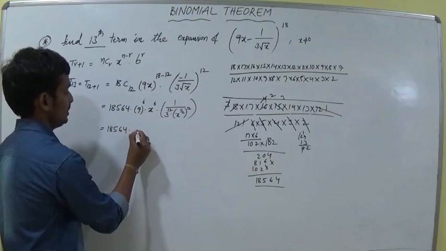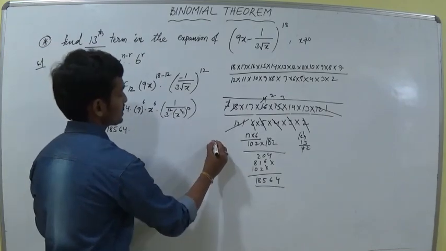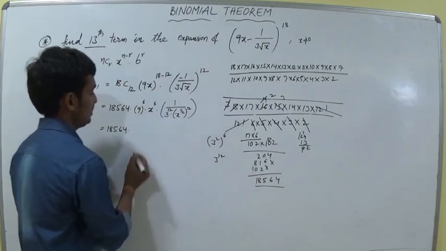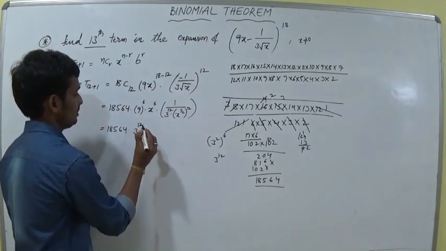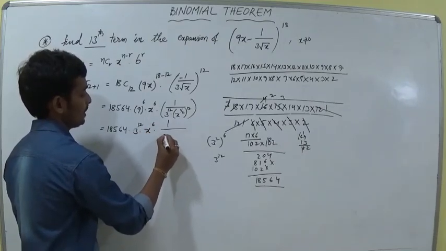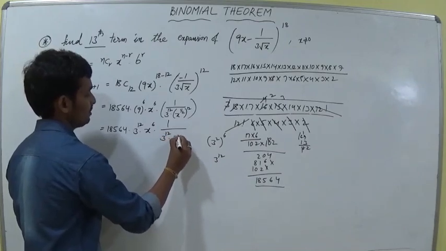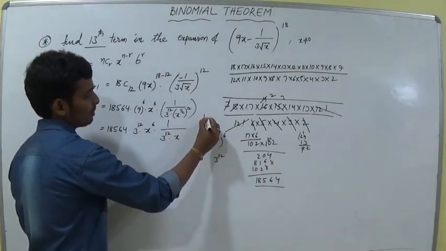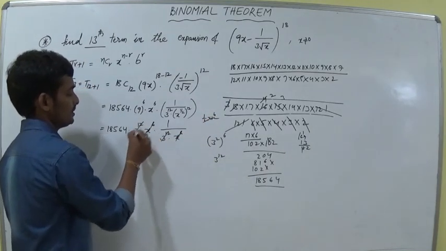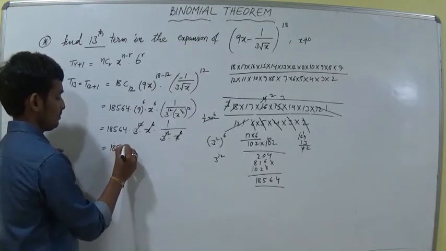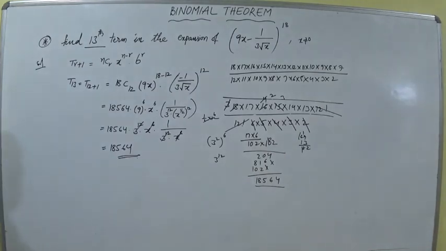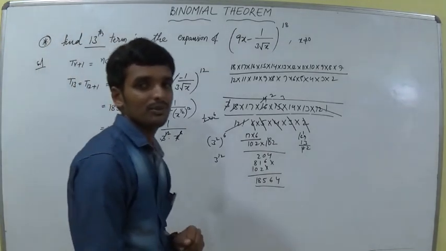18564 into 9 power 6. 9 power 6 means 3 squared whole to the power of 6, that means 3 power 12. This is 3 power 12 into x power 6, divided by the denominator, also 3 power 12 into x power 1 by 2 into 12, which is x power 6. By the rule (a power m) whole power n, the x to the power of 6 cancels. So our answer is 18564. Have you understood?